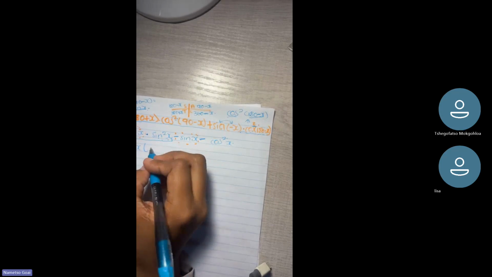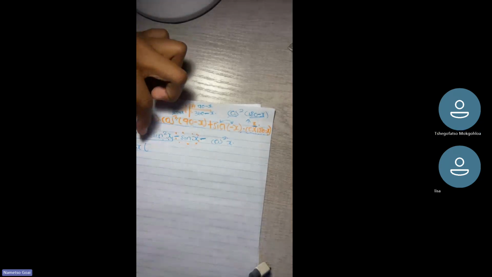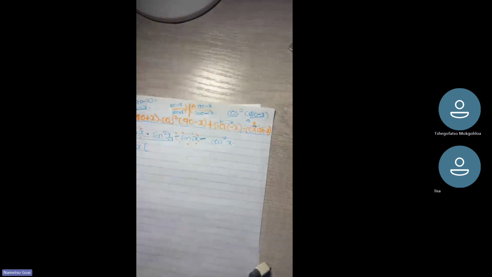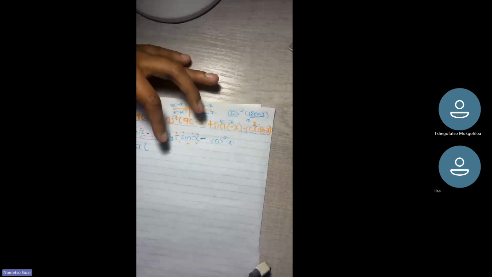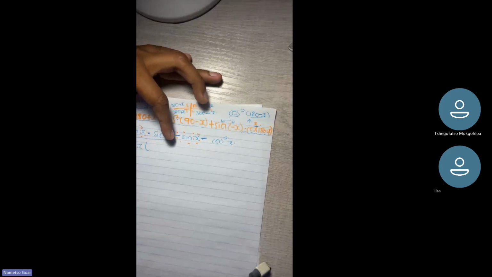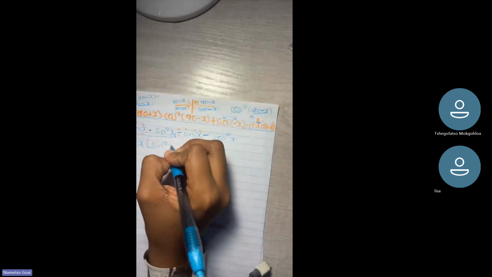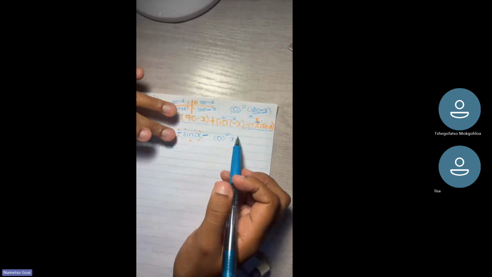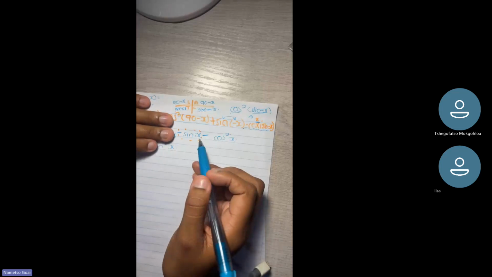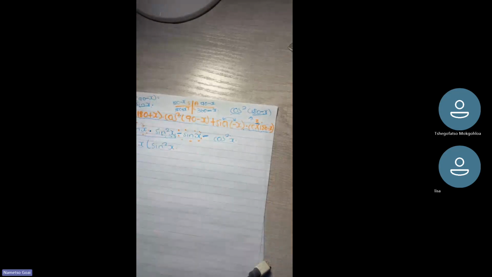Yes, ma'am. Okay. Do you understand? Because we removed it from here. Now, if we remove it as a common factor, what are we left with? Sine squared x, right? Yes, ma'am. Okay, sine squared x. Now let's look at the second term, which is this one. If we remove negative sine x, what are we now left with?